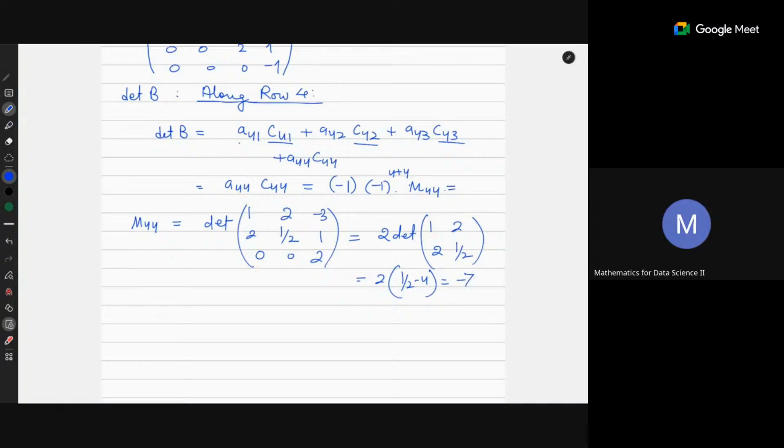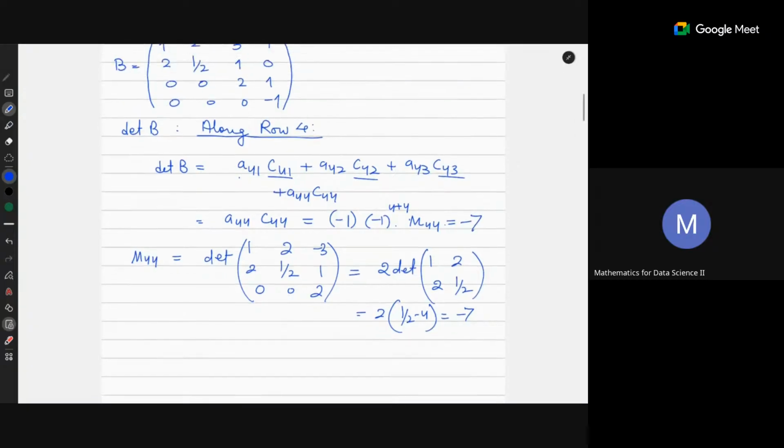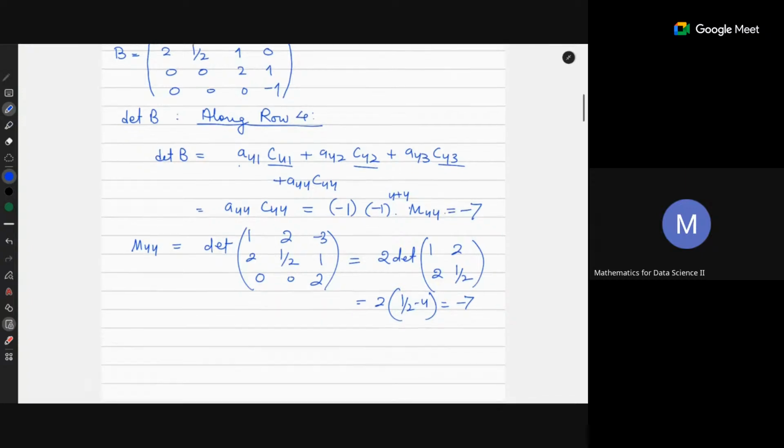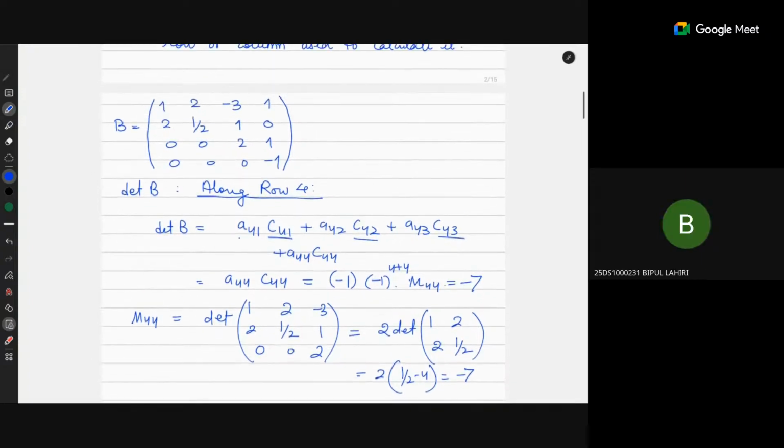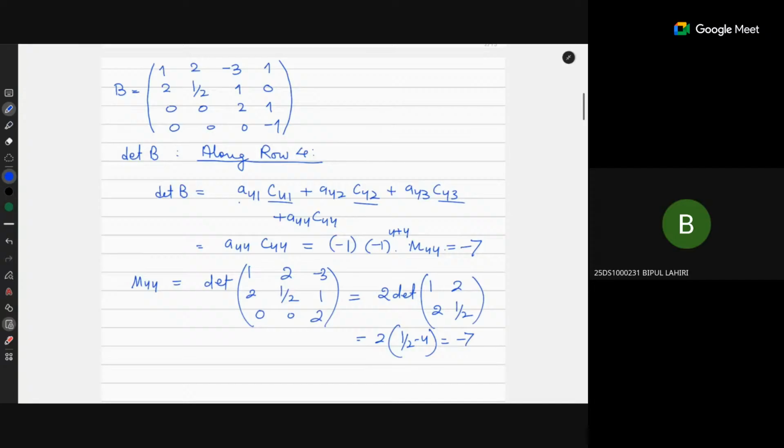So the answer here will be minus 7. So determinant of B is also minus 7. We understand determinant, but what is determinant along row 4? I mean, is this a difference? No, it is same. I'm finding out the determinant by expanding along row 4. That is what it means.